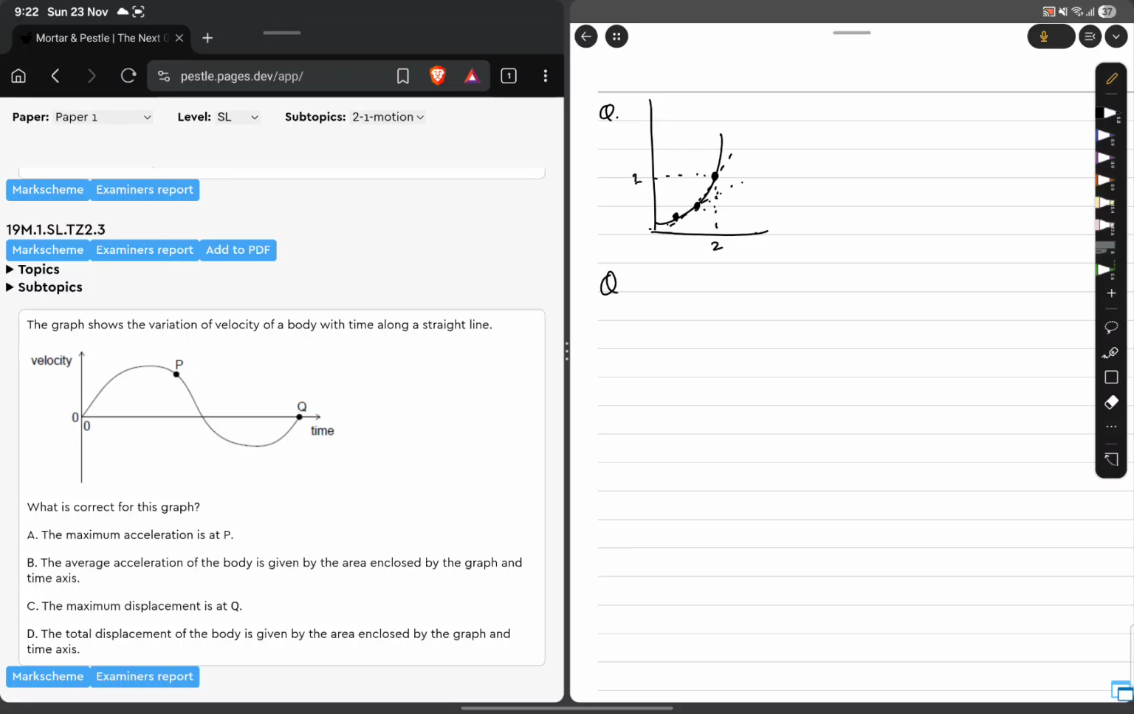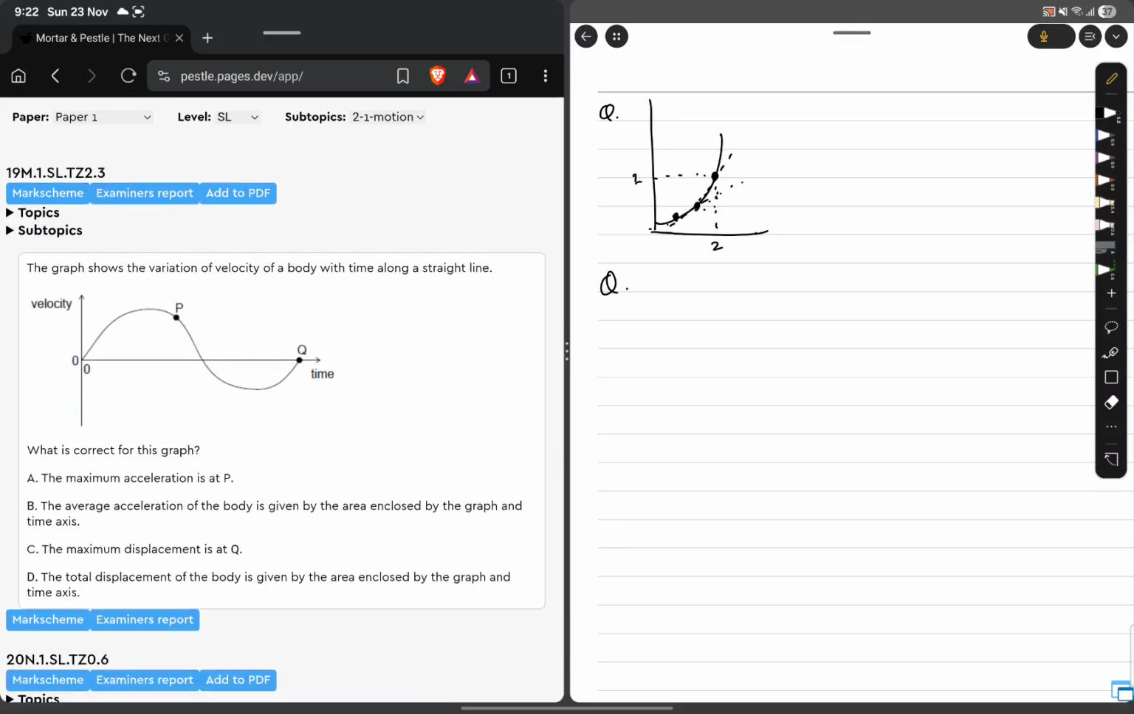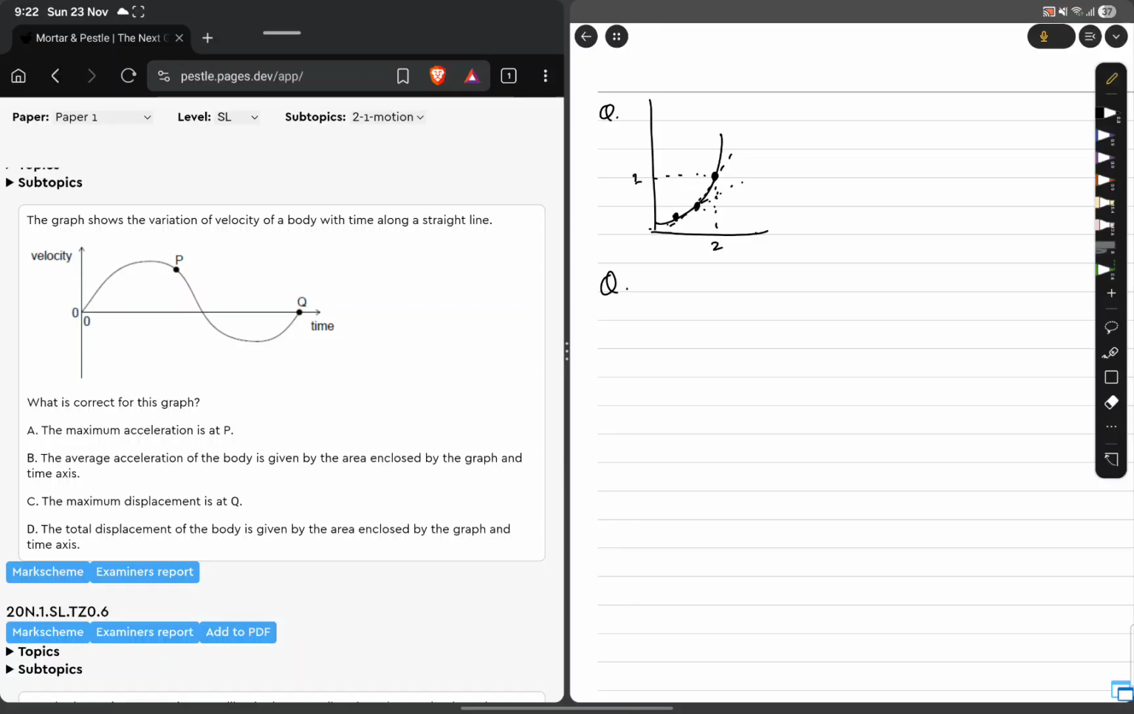So the next question is, the graph shows the variation of the velocity of the body with time along a straight line.